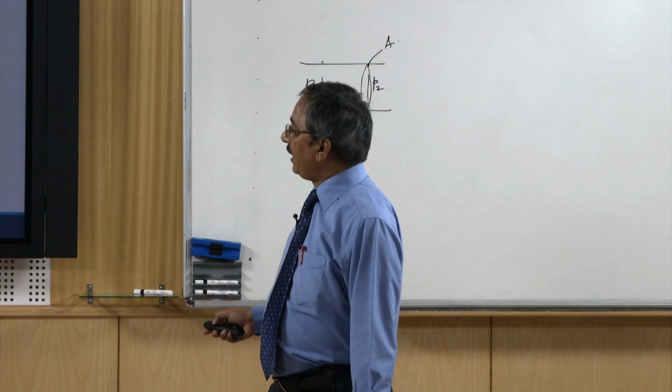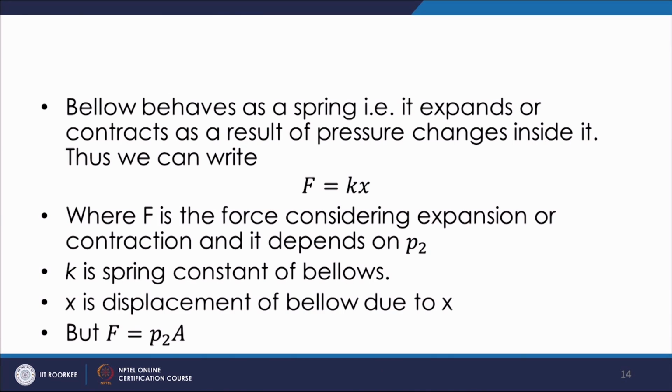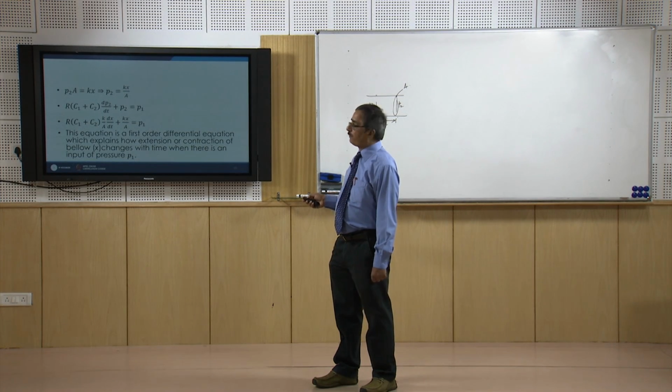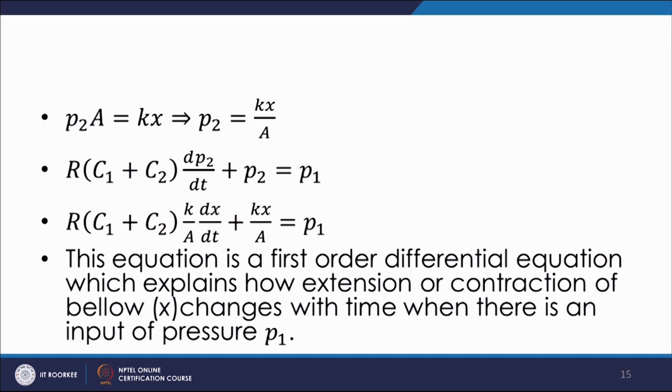Now, this F is equal to P2 into A, where A is the area of cross section of the bellow. So, let us substitute that. We have P2A, this is the force, and this is equal to Kx. So, from here I get P2 as Kx upon A, and this was my basic dynamic equation for the bellow. Now, in this expression I substitute for P2 is equal to Kx by A.